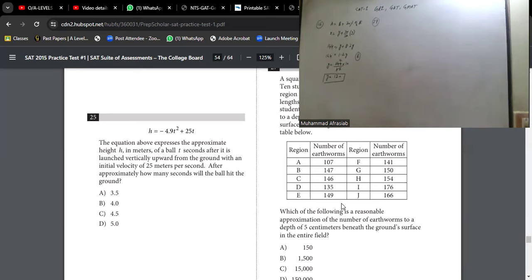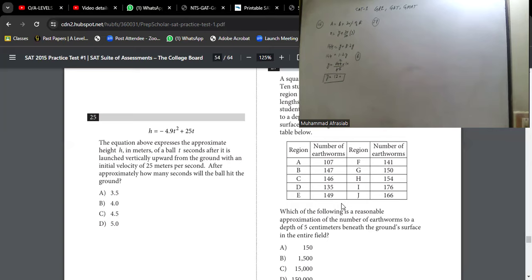A is 107, B is 147, C is 146, D is 135, E is 149, F is 141, G is 150, H is 154, I is 176, and 166 is for J. Which of the following is a reasonable approximation for the number of earthworms to the depth of 5 centimeters beneath the ground surface in the entire field?